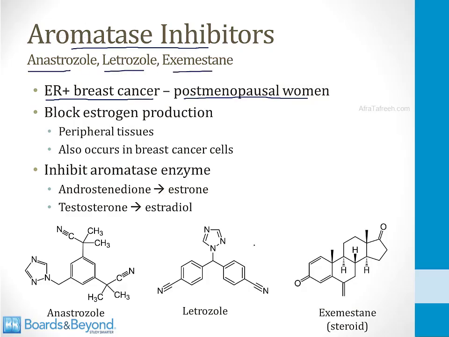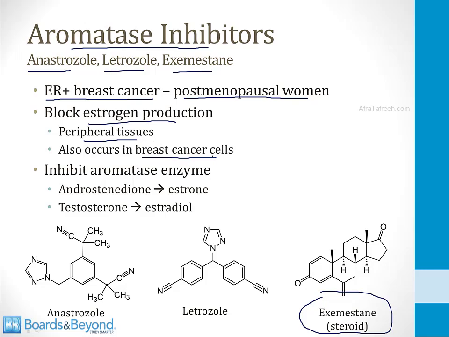Their structures are shown at the bottom of the screen. Exemestane is different from the others in that it has a steroid chemical structure, but all 3 of these drugs block the production of estrogen. It's produced in peripheral tissues, but it turns out it's also produced in significant amounts by breast cancer cells themselves, and therefore inhibiting the production inhibits the stimulation of breast cancers.